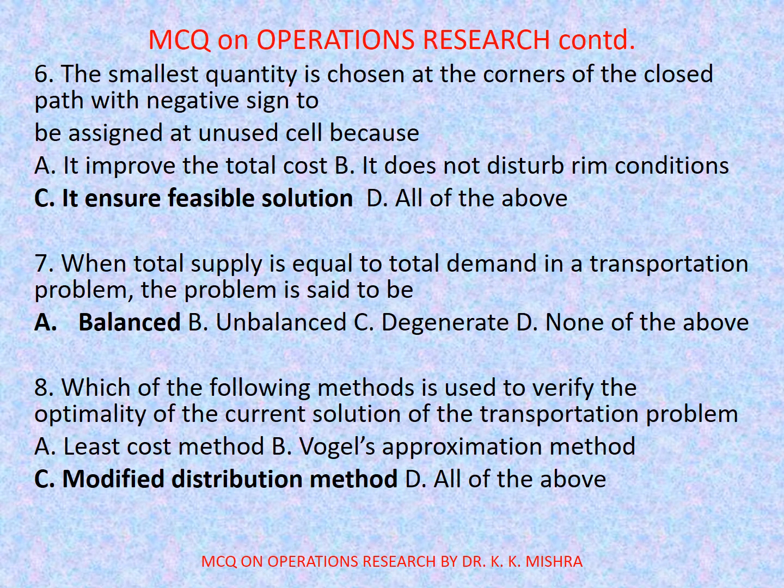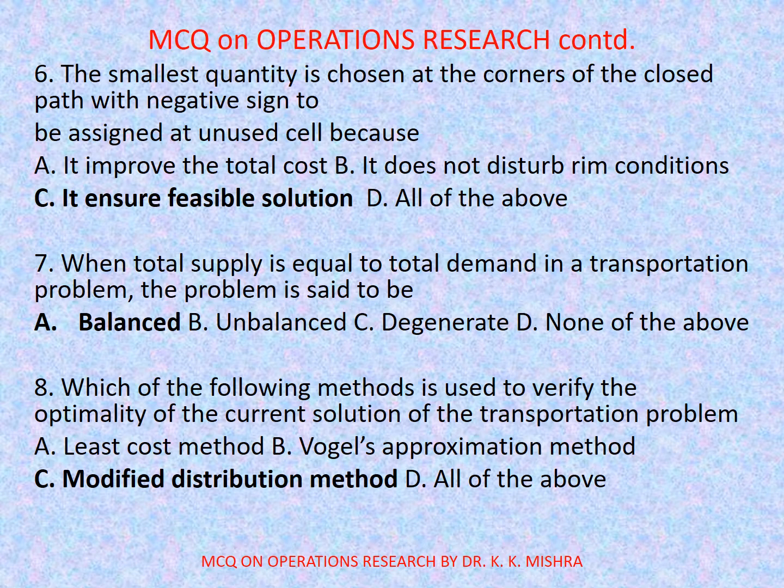6. The smallest quantity is chosen at the corners of the closed path with the negative sign to be assigned at the unused cell because A. It improves the total cost, B. It does not disturb rim conditions, C. It ensures feasible solution, D. All of the above. Correct option is C. It ensures feasible solution. Question number 7. When total supply is equal to total demand in a transportation problem, the problem is said to be a balanced problem. So A is correct.